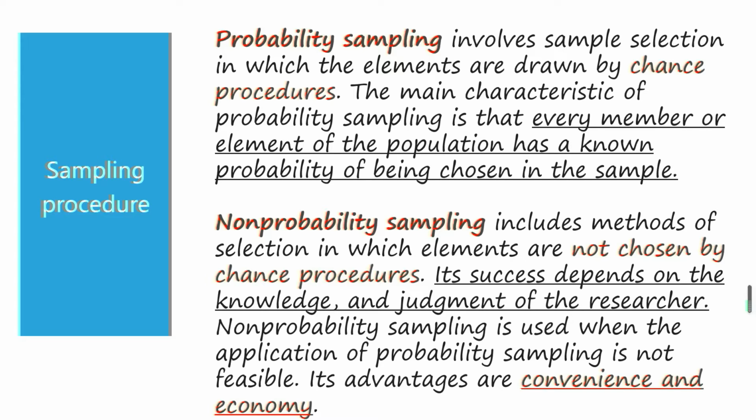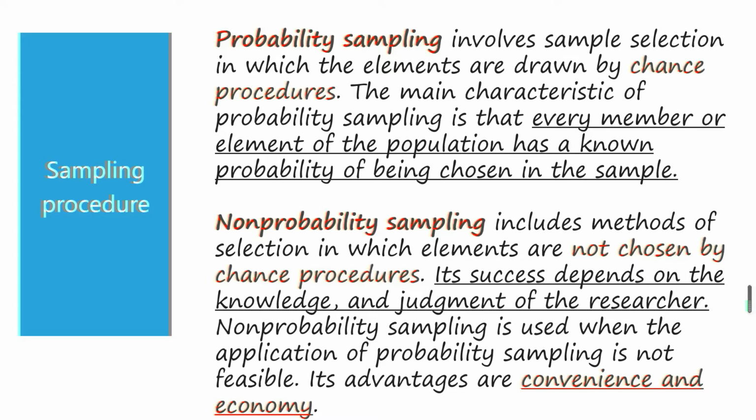2 major types of sampling procedures are available to researchers: probability and non-probability sampling. Probability sampling involves sample selection in which the elements are drawn by chance procedures. The main characteristic of probability sampling is that every member or element of the population has a known probability of being chosen in the sample.